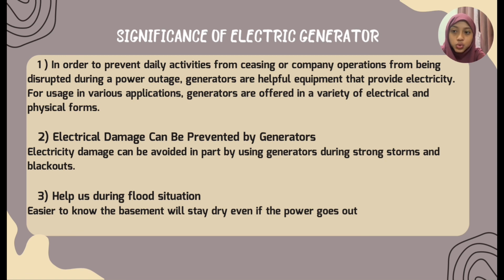The third one is to help us during flood situations. In areas where flooding is an issue, basements often have sump pumps that pump out unwanted water before it can accumulate and cause damage. Heavy rains are the worst time for sump pumps to stop working, and power outages often occur during thunderstorms. When we plug a sump pump into a portable generator, it's easy to know the basement will stay dry even if the power goes out.